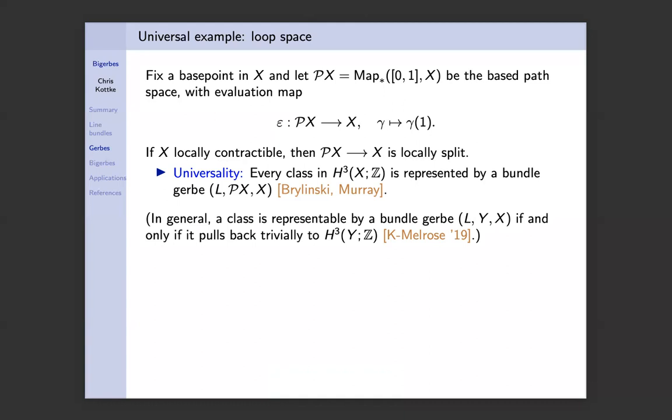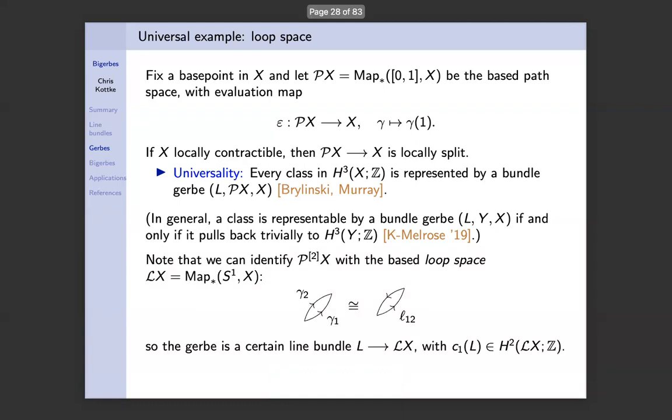So if you've got a given locally split map from Y to X, you can use Y to represent a bundle gerbe for a given 3 class if and only if that class pulls back trivially to Y. And of course, the path space is contractible. Every 3 class pulls back trivially to the path space, so you can represent every 3 class by a bundle gerbe. Now, I want to give a different point of view on this.